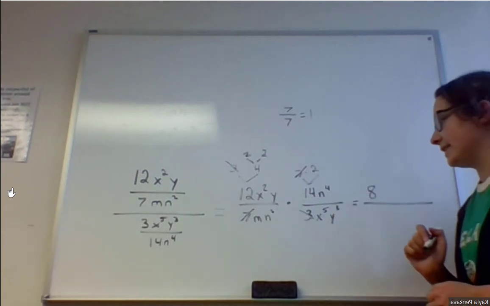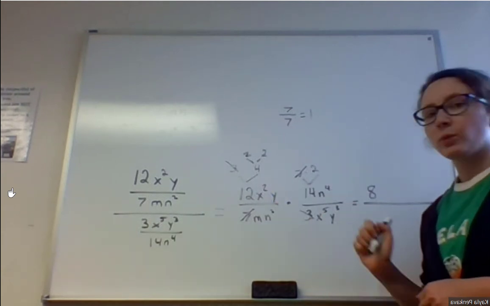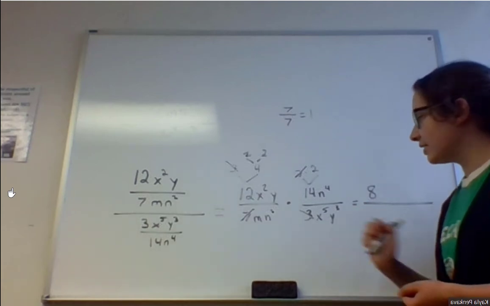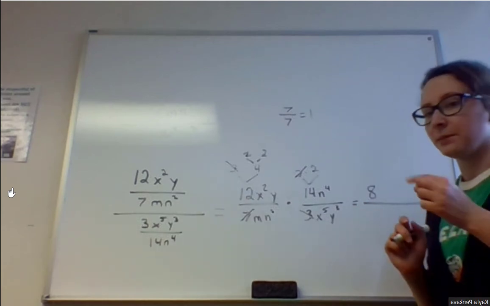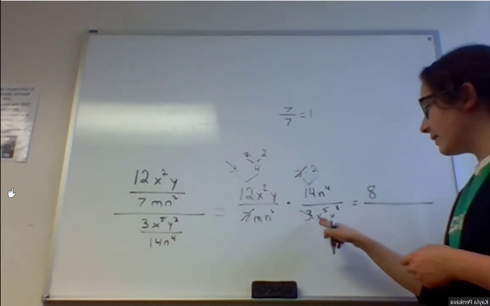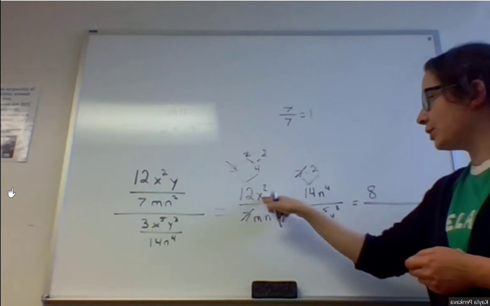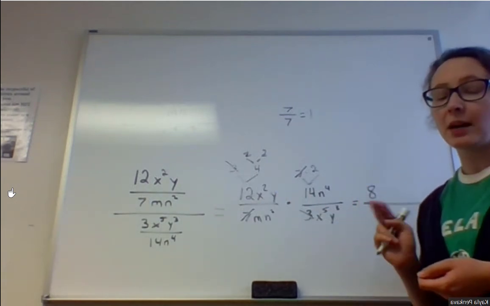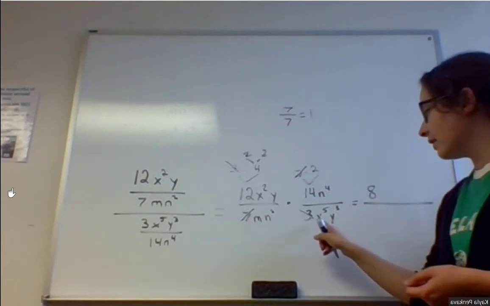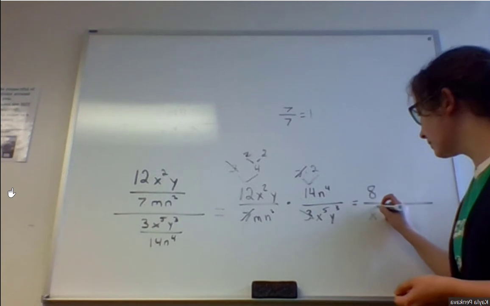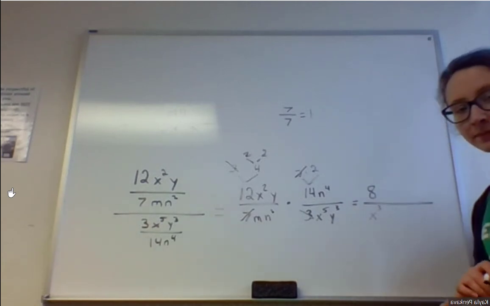Now let's look at the x's. We have x squared on top, that's x times x. And we have x to the 5th on bottom, that's x times x times x times x times x. So if we have 5 x's on bottom and 2 on top, we can cancel 2 x's from both the top and the bottom. And we're left with 3 x's on bottom, or x to the 3rd on bottom.